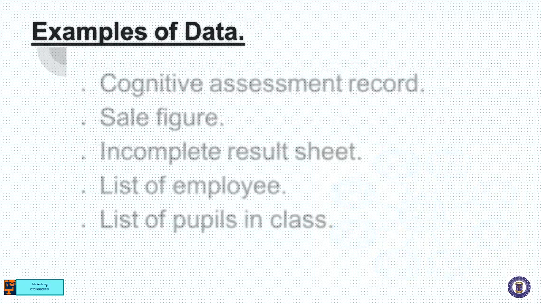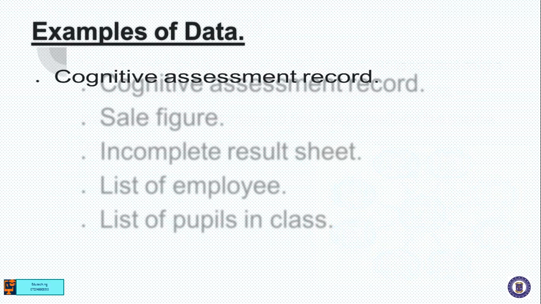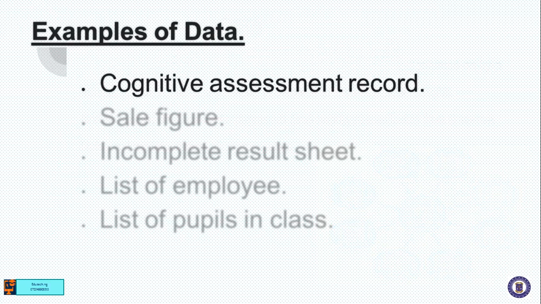Examples of data. Cognitive assessment record. When we talk about cognitive assessment record, we simply refer to all the marks you have scored either in your exams, in your CA, in your assignment. They are all your assessment record, which is expected to be collected. They are all data. Do you understand?